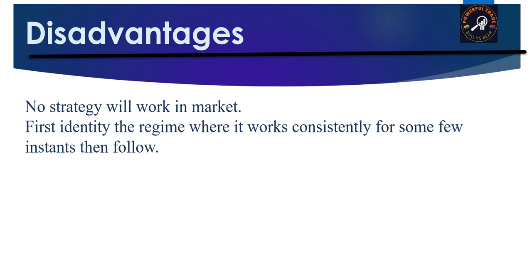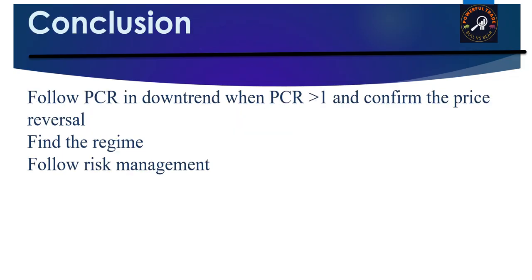So that confirmation you need, and because of that confirmation, it is going to work for a few more days or few more months. Then post confirmation only, start applying the tool. And coming to the conclusion, what you are supposed to do is follow PCR in downtrend when PCR is greater than 1 and confirm the price reversal. So this is the first thing you have to follow.